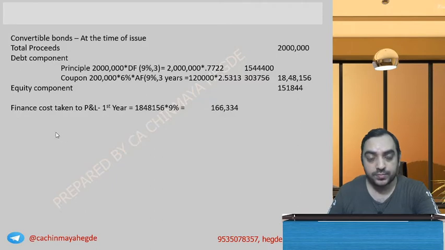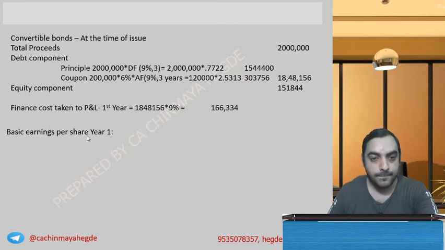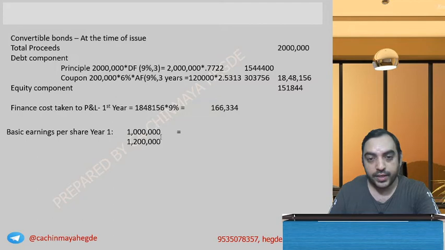Basic EPS for year 1 is given by 1,000,000 divided by 12 lakh, which is 0.83 per share.